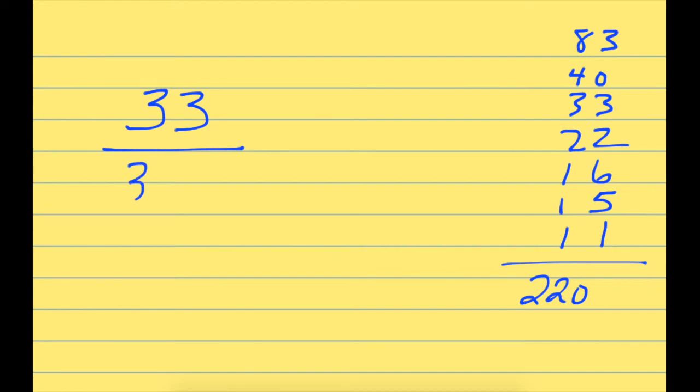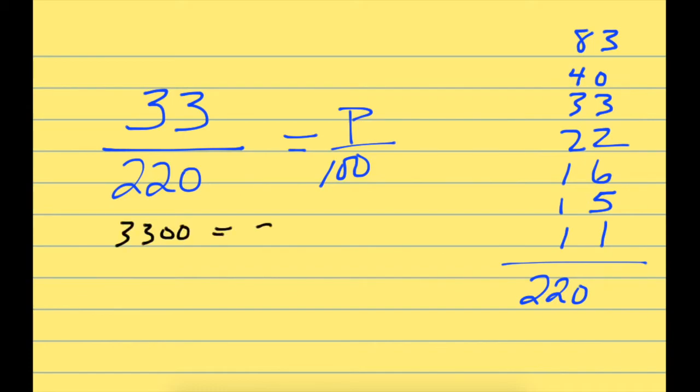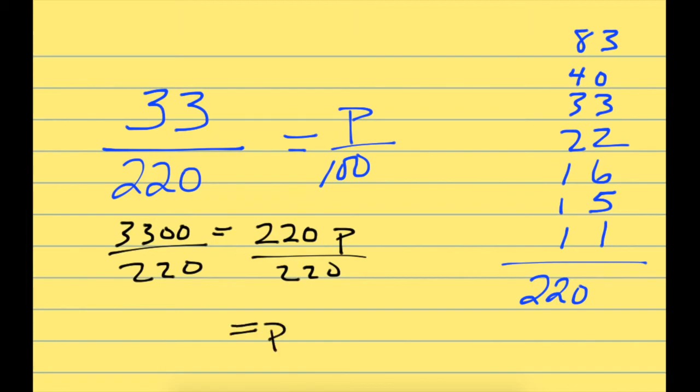So 33 out of 220 is what percent? So I can cross multiply, giving me 3,300 equals 220 times P. When I divide both sides by 220, I get P equals 15%.